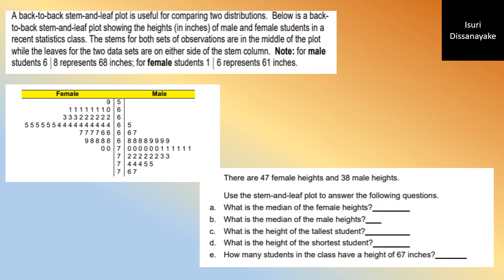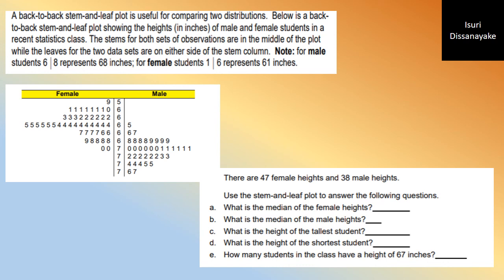There are 47 female heights and 38 male heights. You are asked: what is the median of the female heights? What is the median of the male heights? What is the height of the tallest student? What is the height of the shortest student? How many students in the class have a height of 67 inches? This question is for you. Try to answer all 5 parts, and I will help you with the last.